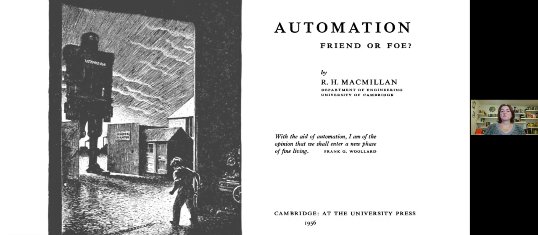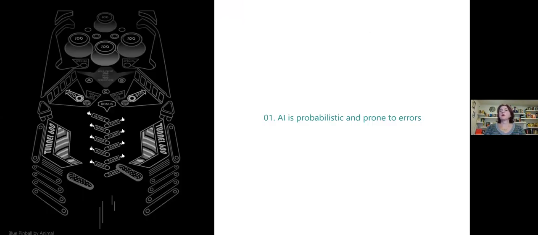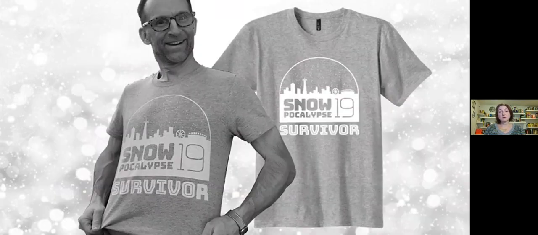But as we all know, things are not that simple, right? And there are challenges to design for AI-infused systems, and let's unpack some of them. And the first one is that AI is probabilistic and prone to errors. You might remember 2 years ago, everybody talked about how Seattle is going to be blown by the mother of snowstorms that the area ever knew. And everybody really panicked, and you couldn't find kale in the stores because this is Seattle.